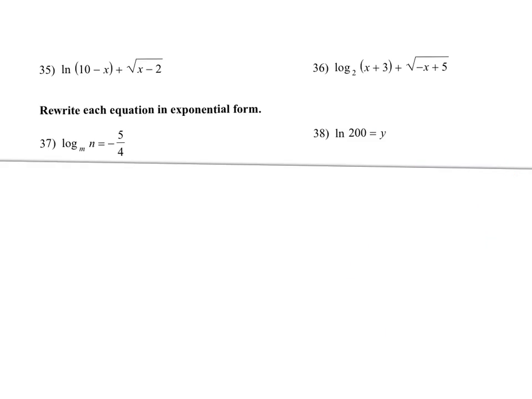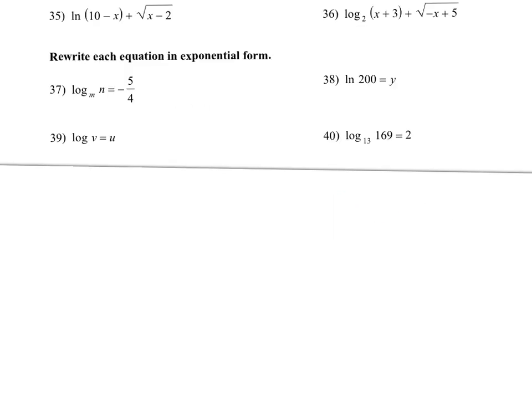All right, next up, we just want to rewrite this in exponential form. Whenever it's ln, that's really base e. So when I switch it to exponential form, it's going to be e to the power of y, and that means 200 is all by itself. Next up here, number 40, I'm going to switch this to exponential. The base 13 is the base, the new partner is 2, and then 169 is all by itself.